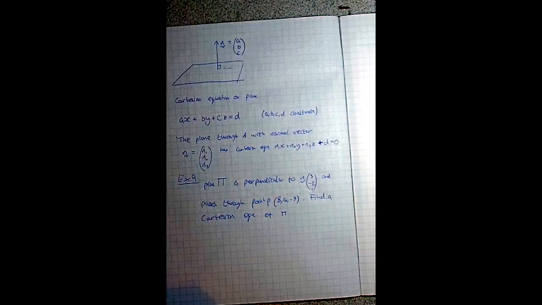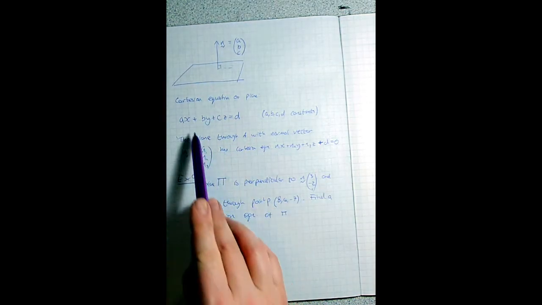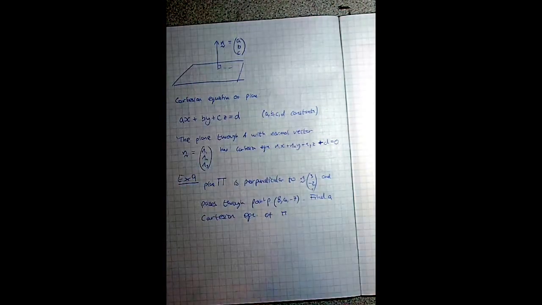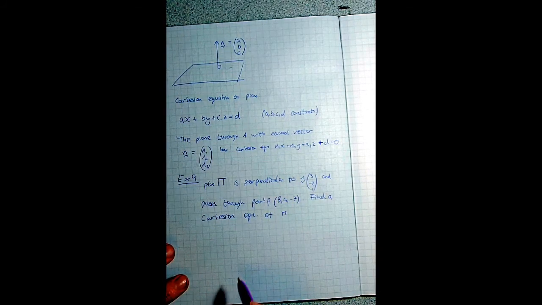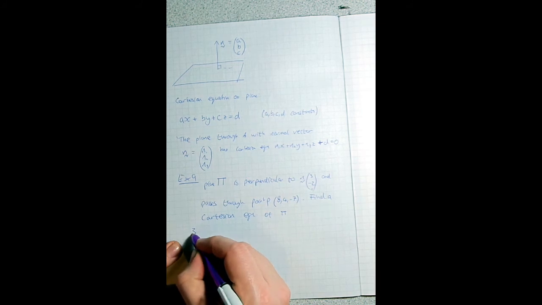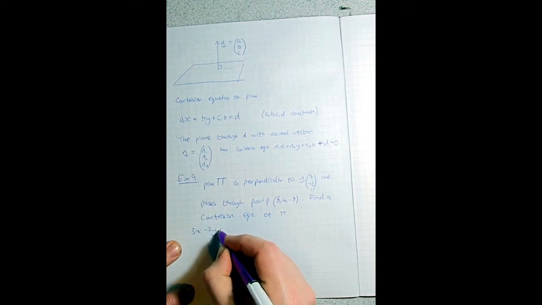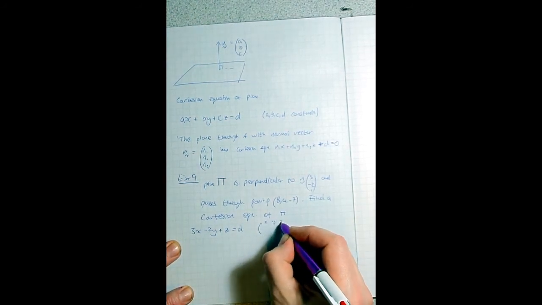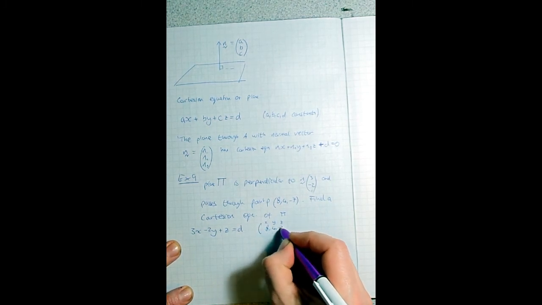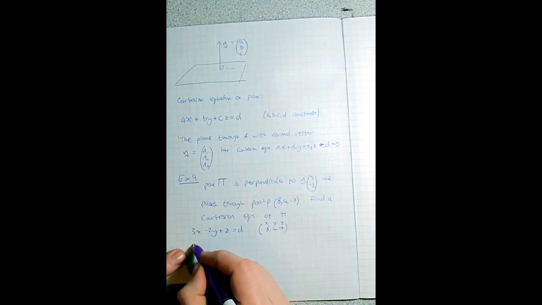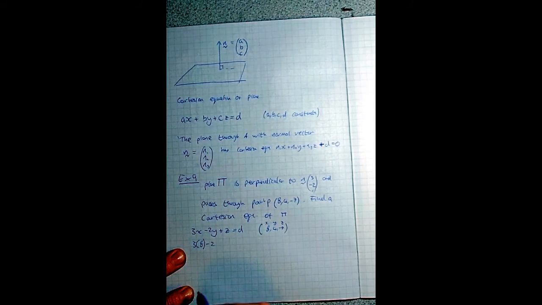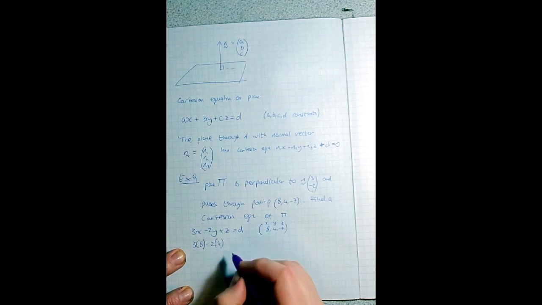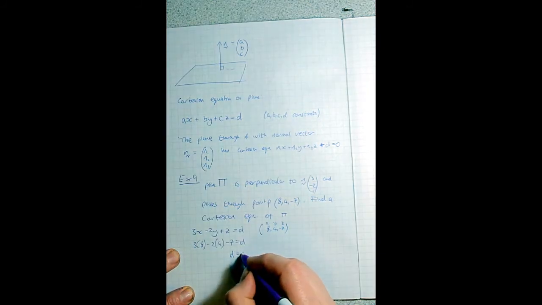Find this. Well, I've got A, B, C, 3, minus 2, 1. I've actually got values of x, y and z. So I should be able to find D. Well, I can find D. I'm just going to sub in. So I know that the plane looks like this: 3x minus 2y plus z equals D. I've got x, y and z being 8, 4, minus 7. So I just sub in 3 lots of 8 minus 2 lots of 4 minus 7 equals D. So D must be 9.